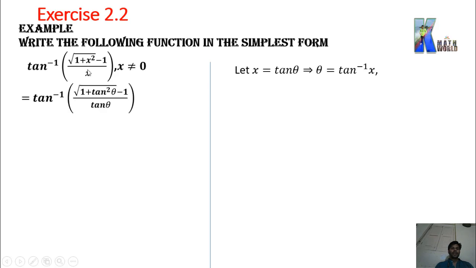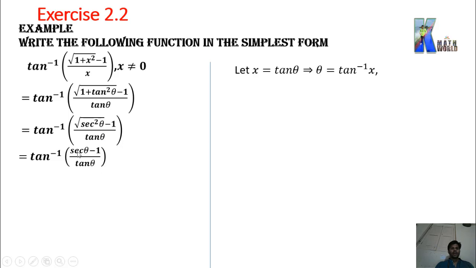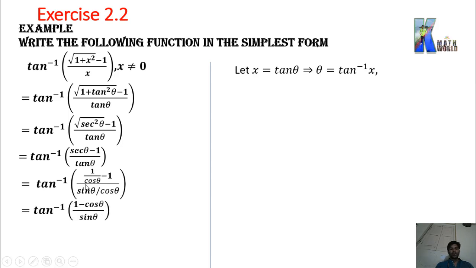Replace this value, so tan inverse of root of 1 plus tan square theta minus 1 over tan theta. Okay, now what is 1 plus tan square? Sec square theta. So in the next step you get root of sec square theta minus 1 over tan theta. Okay, root of sec square cuts out, so you get sec theta minus 1 over tan theta. So you can write sec as 1 over cos, and tan as sine over cos. Now when you take the LCM, the LCM of numerator as well as denominator cuts out directly. So you get tan inverse of 1 minus cos over sine.